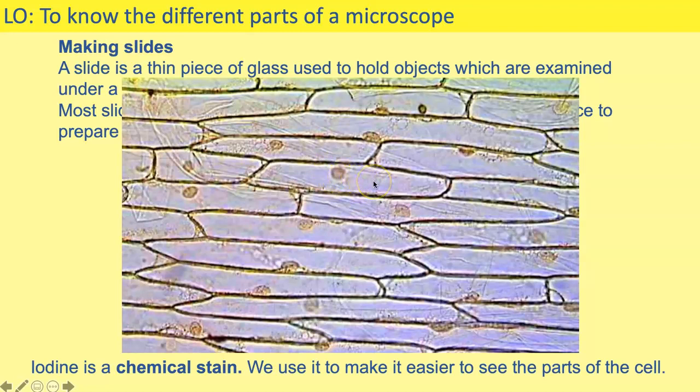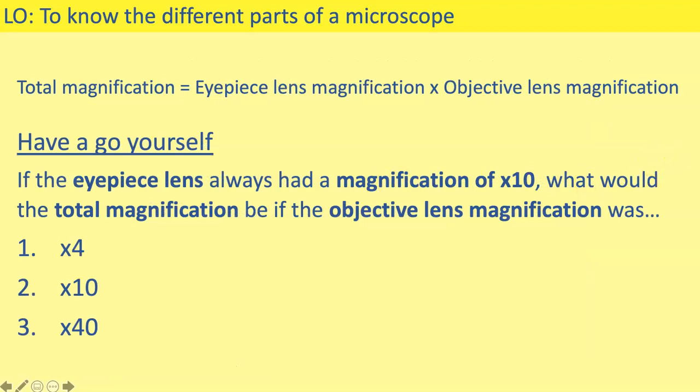So, I said before that a microscope has two different lenses. So it has the eyepiece lens and we have the objective lens too. These both magnify the image that we will be looking at. So here we have the equation to work out the total magnification of a light microscope. We would multiply the magnification of the eyepiece lens by the magnification of the objective lens.